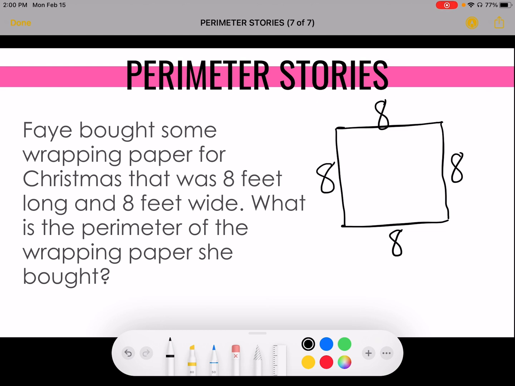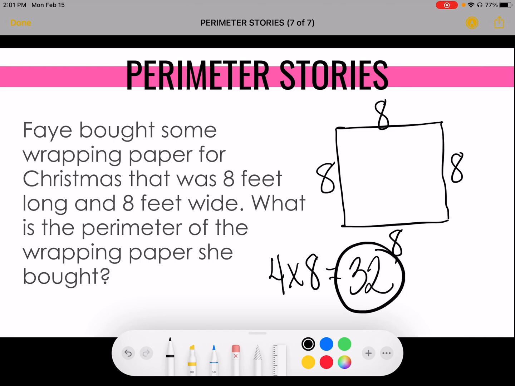Now, I can do 8 plus 8 plus 8 plus 8. Or I just know I have 4 8s. And what is 4 times 8? Well, if we know our facts, we know that is 32. All right, so our perimeter would be 32 for this one.